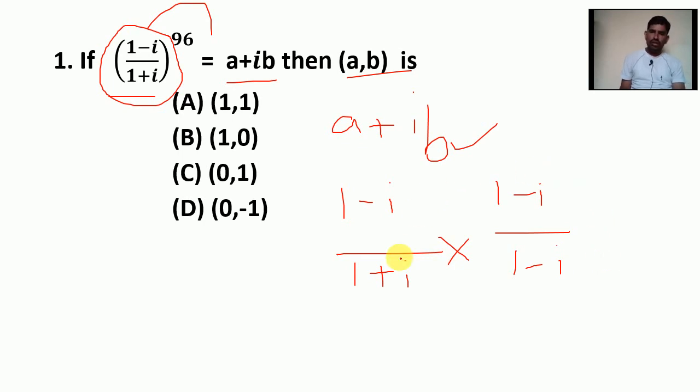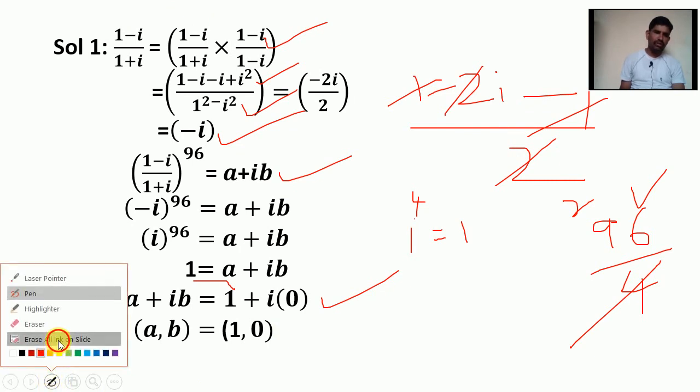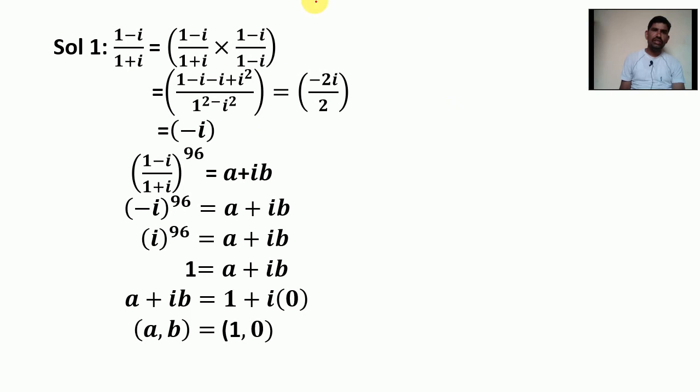Now see students, the denominator is in the form (a plus b) into (a minus b), which is a square minus b square. We take just this part, 1 minus iota by 1 plus iota, and multiply and divide with 1 minus iota by 1 minus iota. So (a plus b) into (a minus b) gives the denominator a square minus b square.